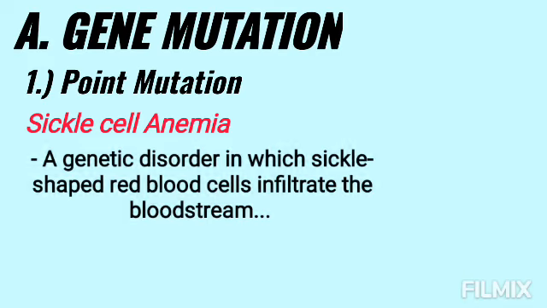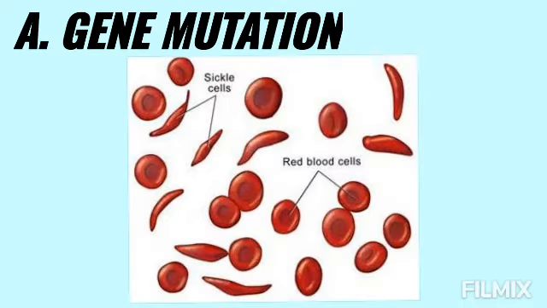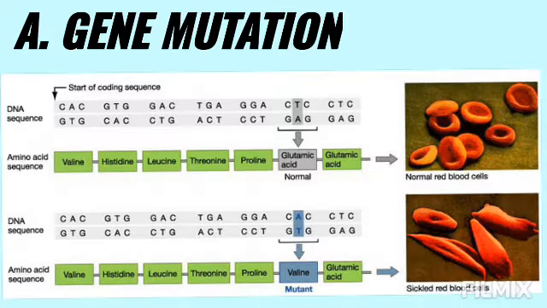This particular condition occurs in sickle cell anemia, a genetic disorder in which sickle-shaped red blood cells infiltrate the bloodstream. As you can see, sickle cells mix with normal red blood cells in an individual affected by sickle cell anemia. The genetic mutation that caused the sickle cells has resulted from the substituted base in the codon that codes for the hemoglobin protein.